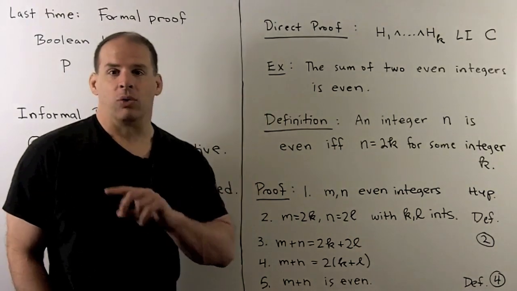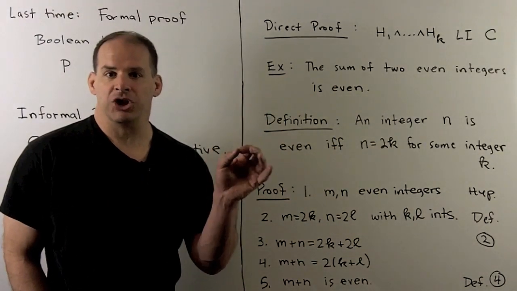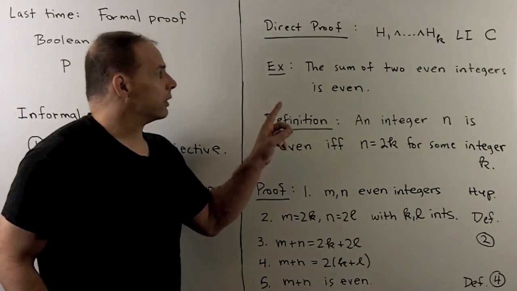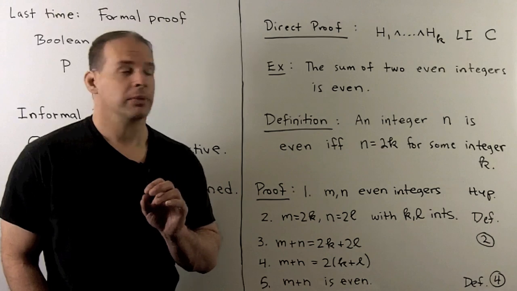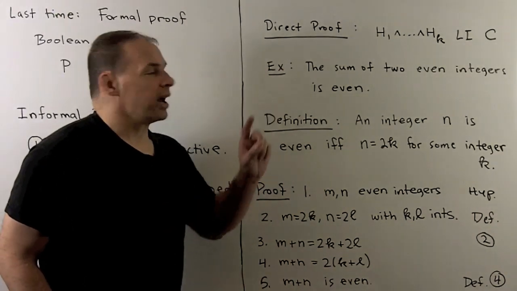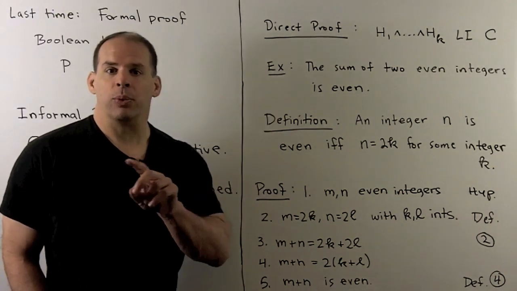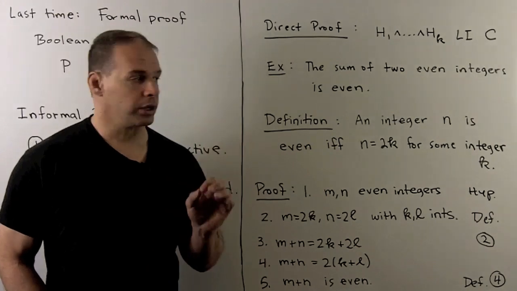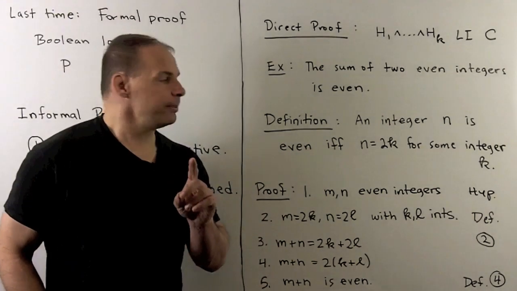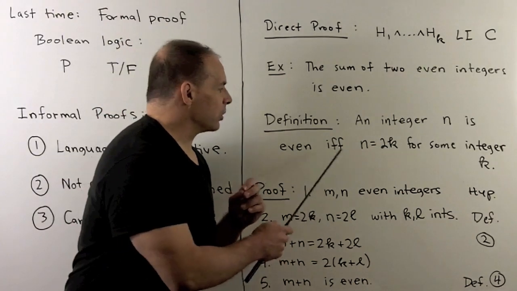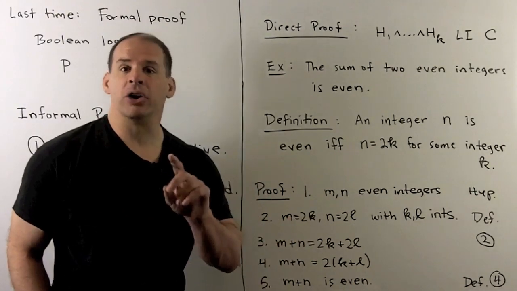Now, the way to get around that, we want to set up definitions that we can work with. So here, I'm going to assume that we know what an integer is. We're going to need a definition for even, so that we can do our bookkeeping a little bit nicer. My definition is: an integer n is even if we can write n equal to 2k for some other integer k.